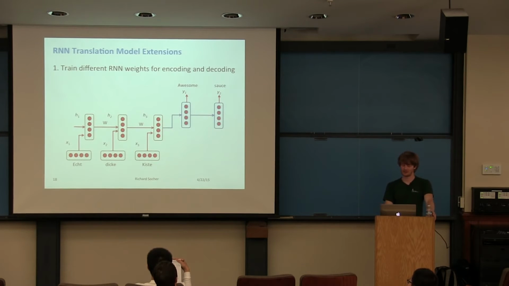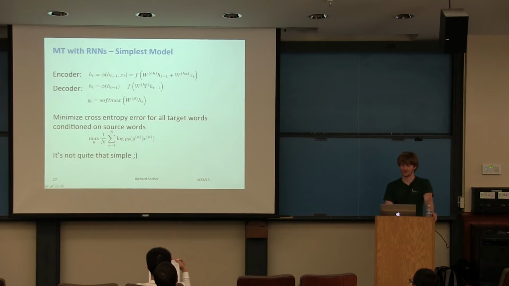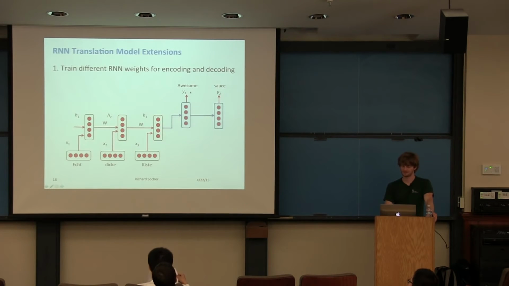Does that make sense? So here I just quickly say this is a different color, and what I mean by that is we have a different W_hh here for source and target, or a different phi function. Does that make sense so far? Great.